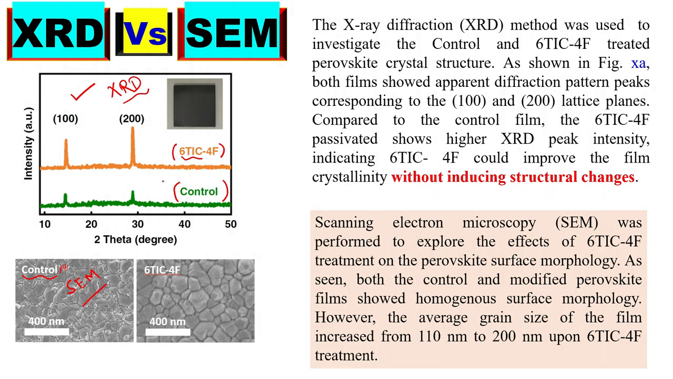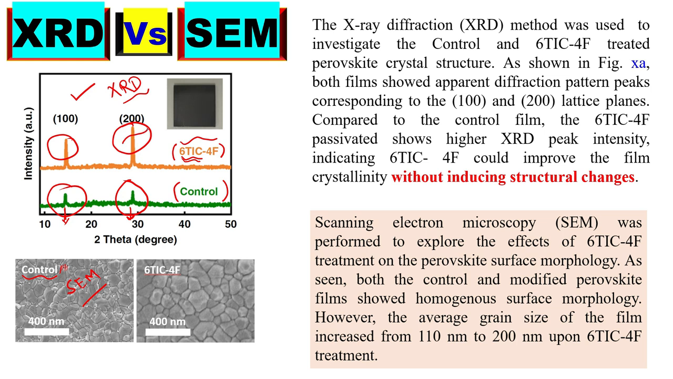Let's get started. For the control film, we have two main peaks. One is lying here on the x-axis at 14 (2θ), and one is lying here at 28. Now what happened when we add this? We get similar peaks here. So this means that this material does not change the crystal structure of the material. There is no variation in the structure. The structure remains the same. But what basically happened?